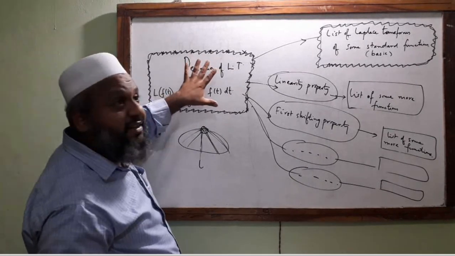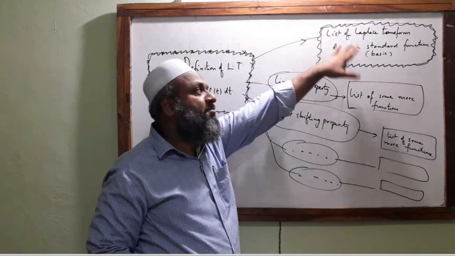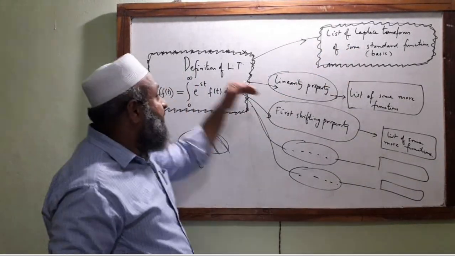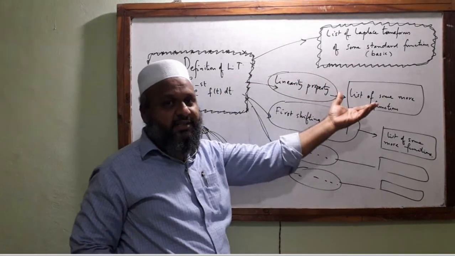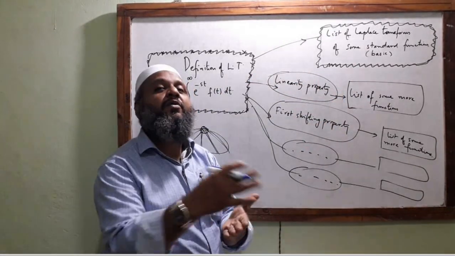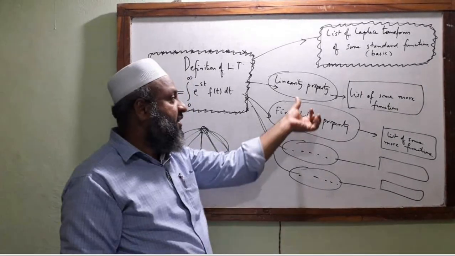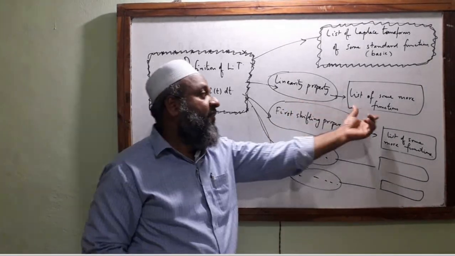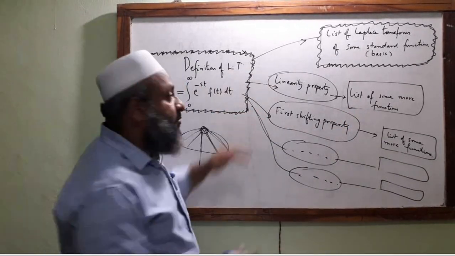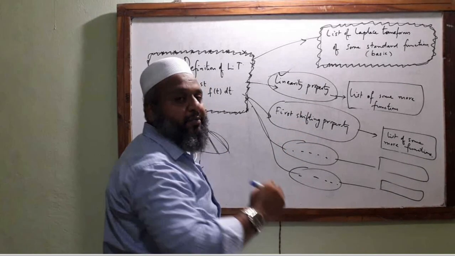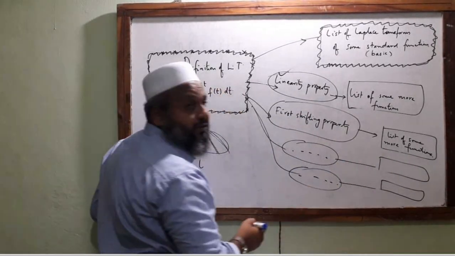So using the definition, we have derived some list of the very basic standard functions. Then using the linearity property, we can calculate the Laplace transform for linear combinations, such as t square plus e to the power of 2t, by separating it. So using the linearity property, we will get the list of some more functions. Using the first shifting property, this is done. This first shifting property I will talk about in the next lecture. Then you will get some more functions.